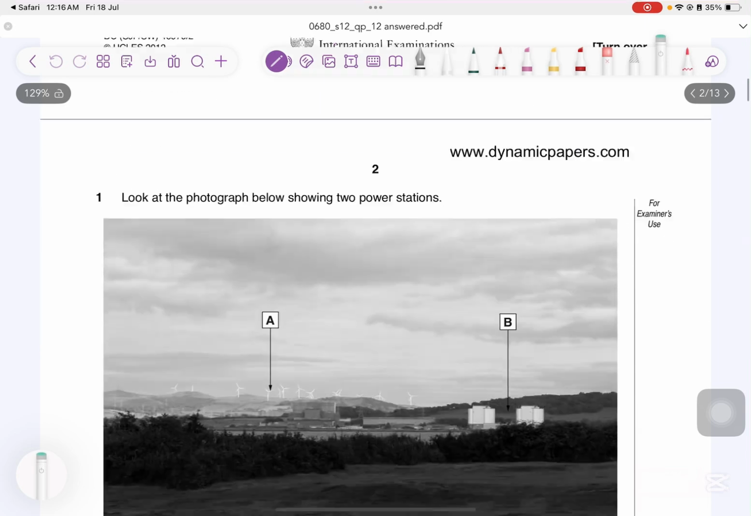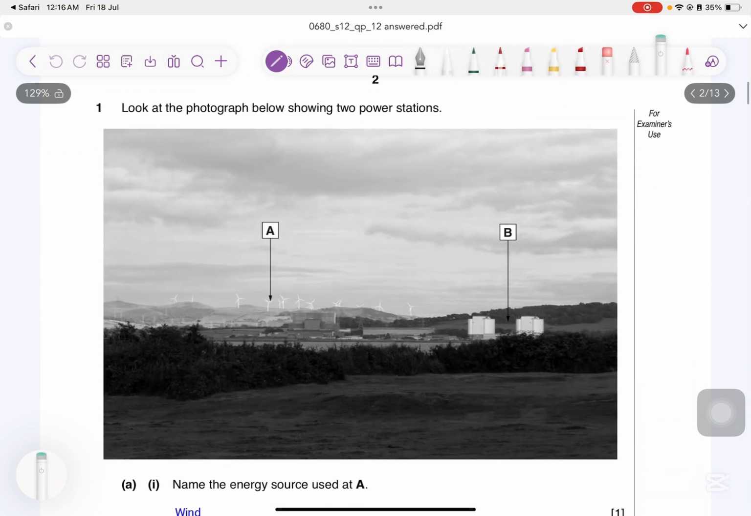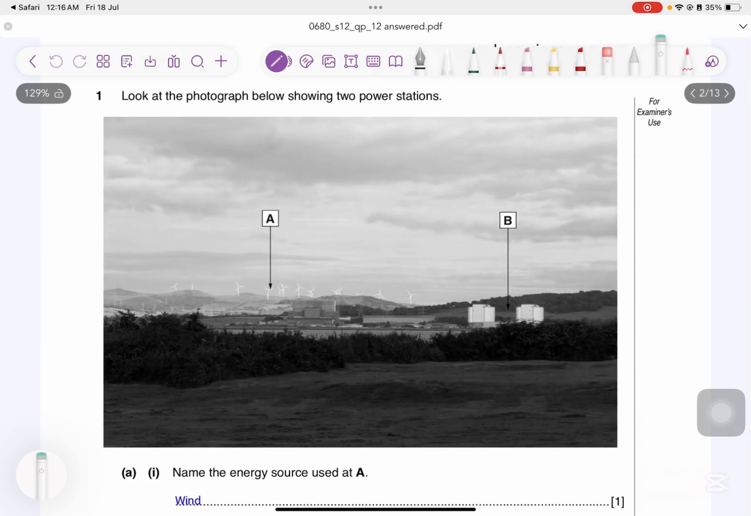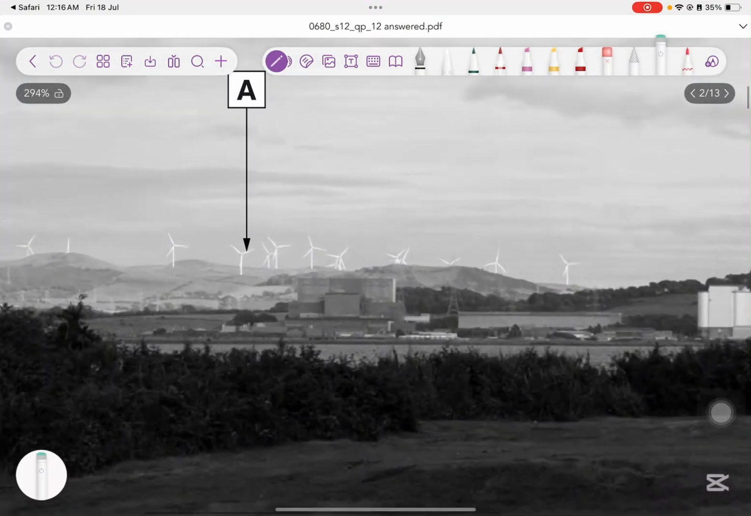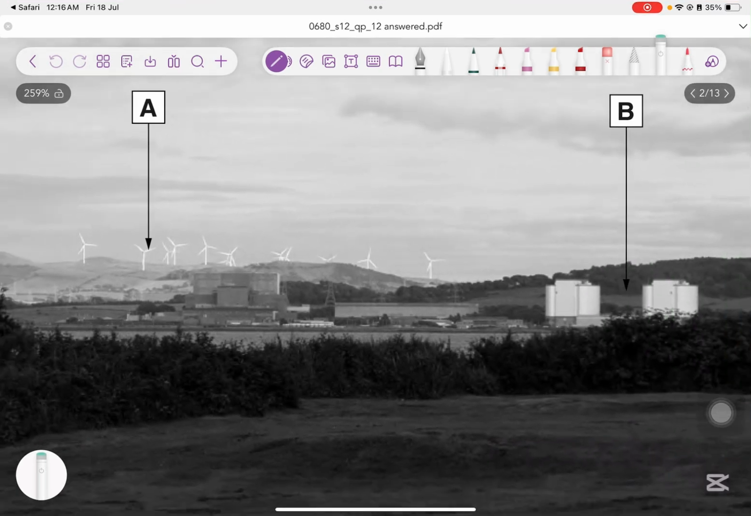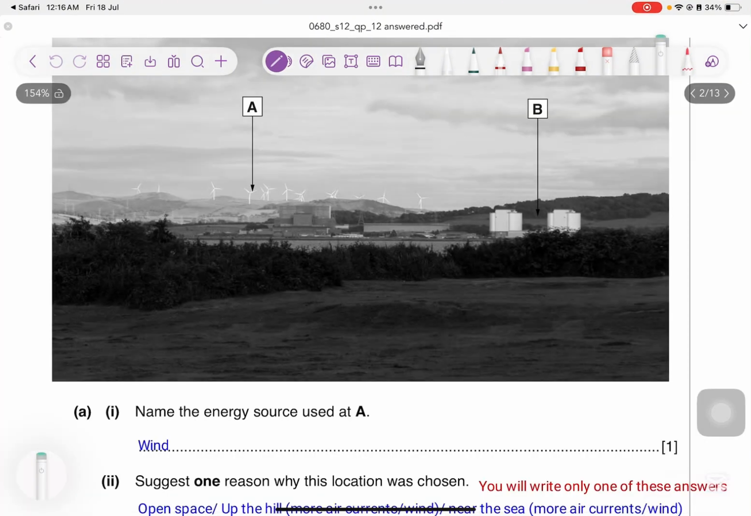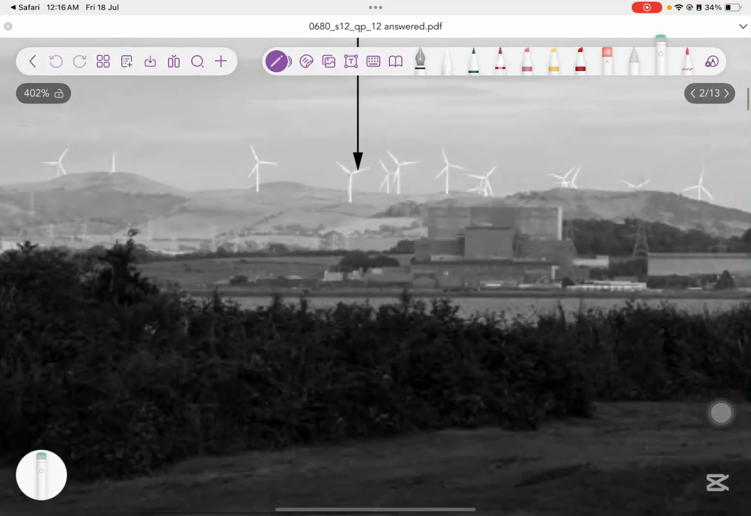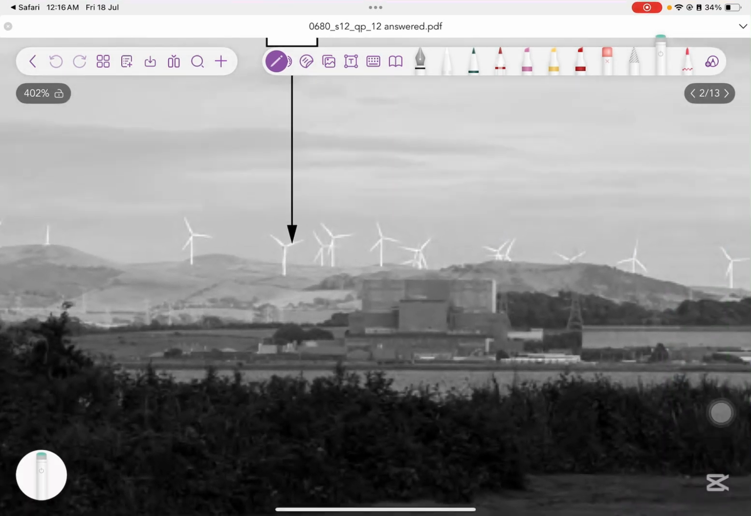Okay, let's see what question number 1 says. It shows us a picture where two power stations are placed, power station A and B. Power station A looks like wind turbines, and power station B, if you don't know it, you're going to find out in the questions, but since I solved this paper, it's going to be a nuclear power station. Name the energy source used at A. Since we know that's a wind turbine, of course it's wind energy.